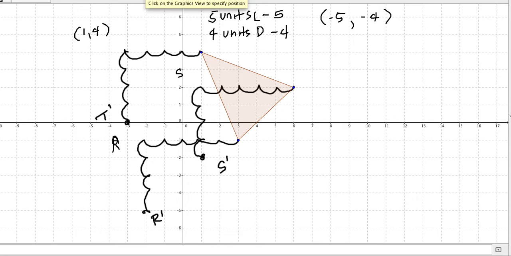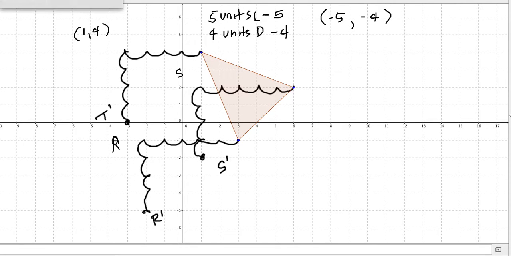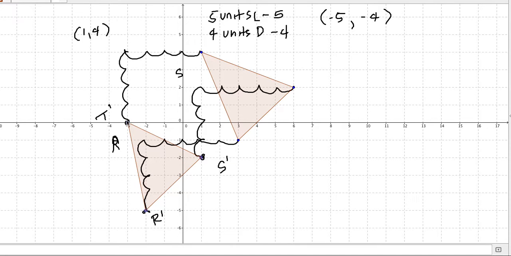Don't mind this, I don't know how to erase that for now. What we need to do now is simply connect those points. There we go. And that is the translation of our triangle RST. We moved it 5 units to the left and 4 units down.